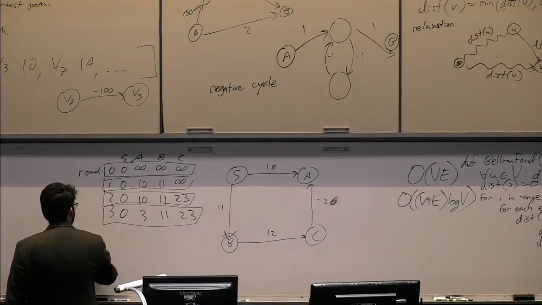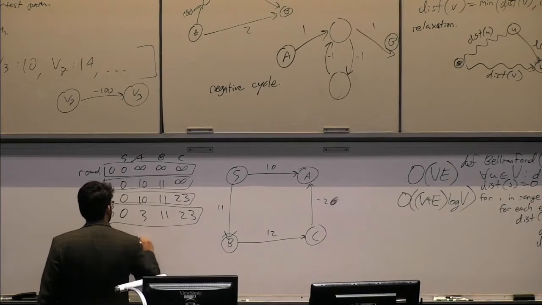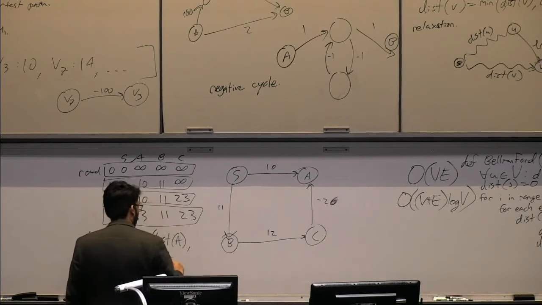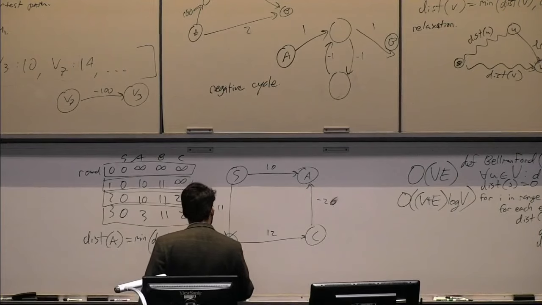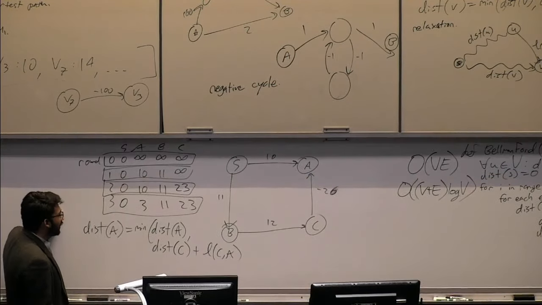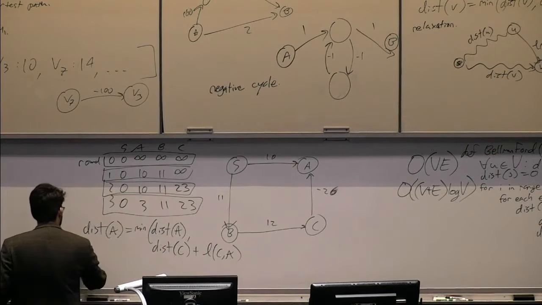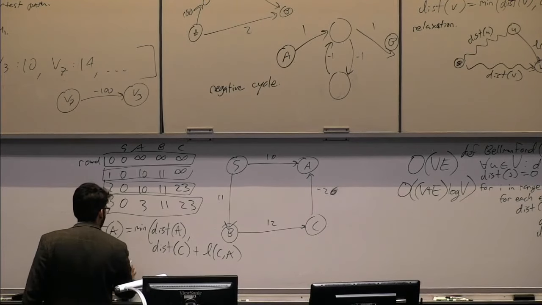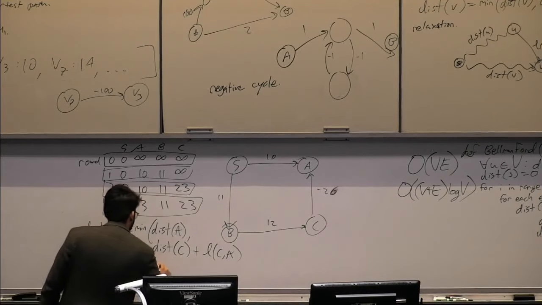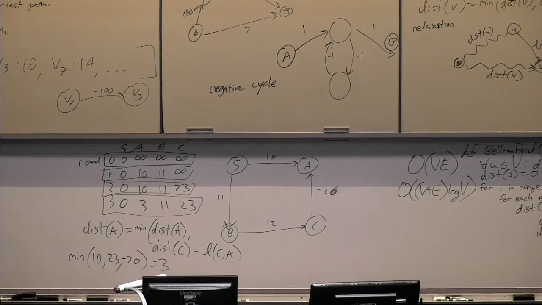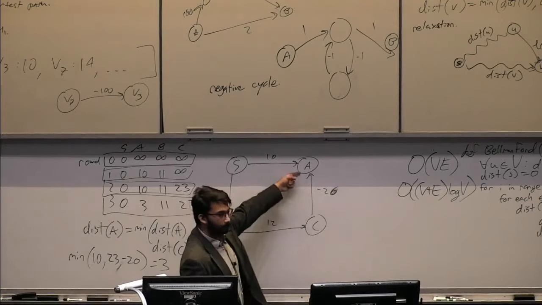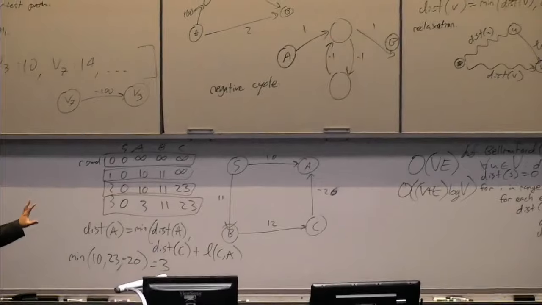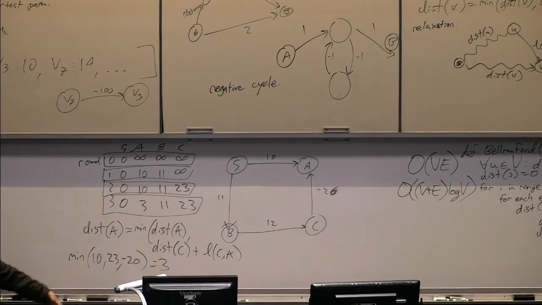Yeah, sure. So let's do distance of A is going to take on the min of distance of A and distance of C plus l_CA, right? Distance of A currently is what is currently in the array. So this is going to be the min of 10 and distance of C, which currently at round 2 is going to be 23, and l_uv is going to be 20. And again, after you've updated A, all the paths that may have been previously computed through A would have to be redone. Yes?